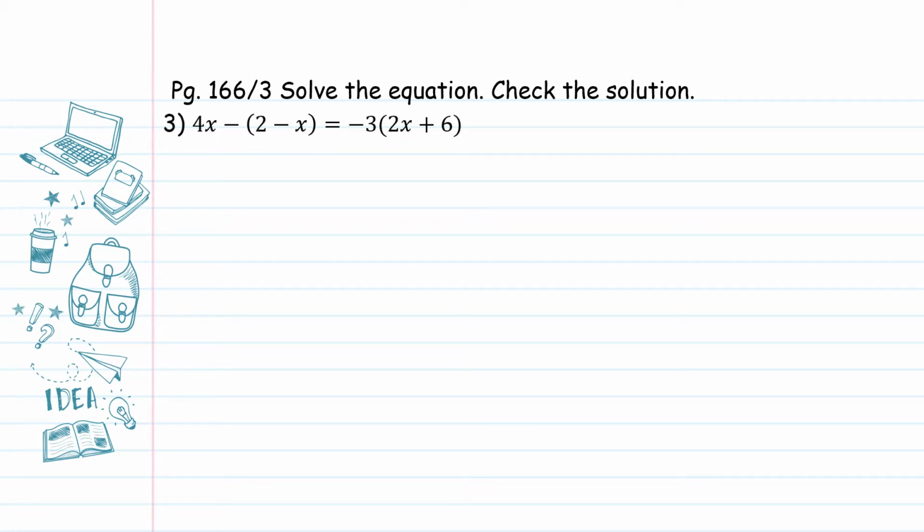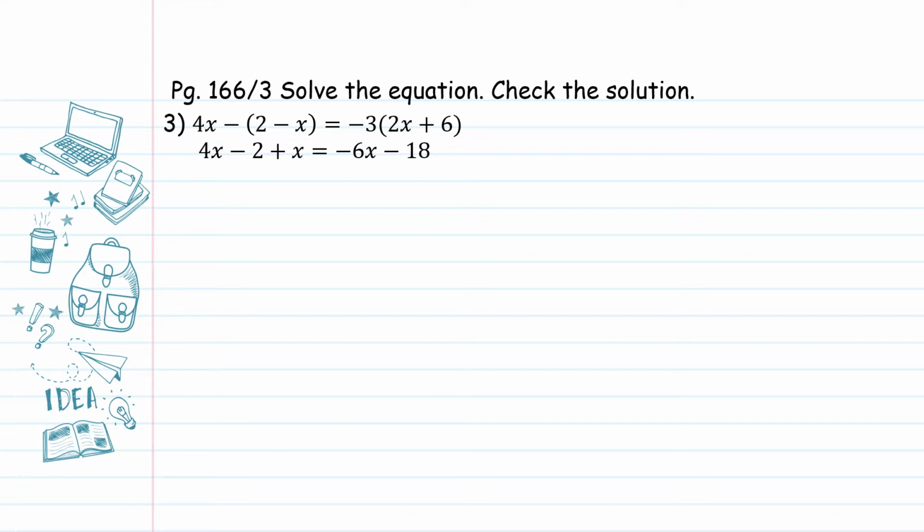So the equation we're given is 4x minus 2 minus x is equal to negative 3 in parentheses 2x plus 6. So first we're going to want to distribute our negative to the 2 minus x and the negative 3 to the 2x plus 6. This gives us 4x minus 2 plus x is equal to negative 6x minus 18.